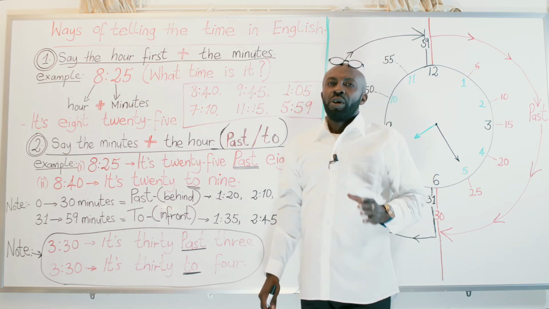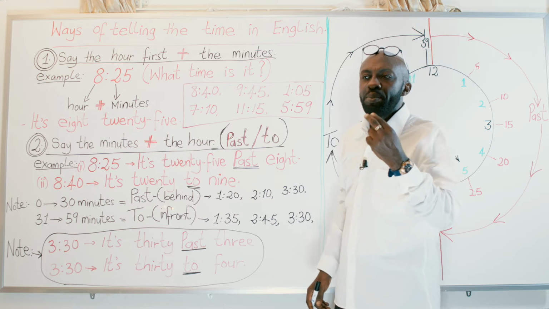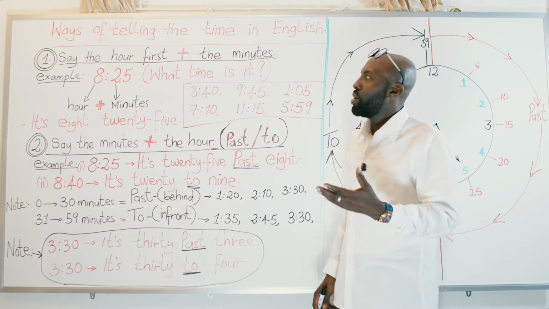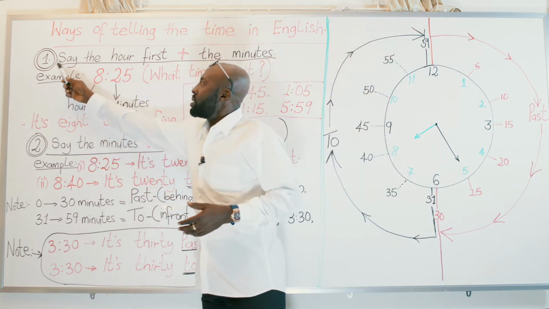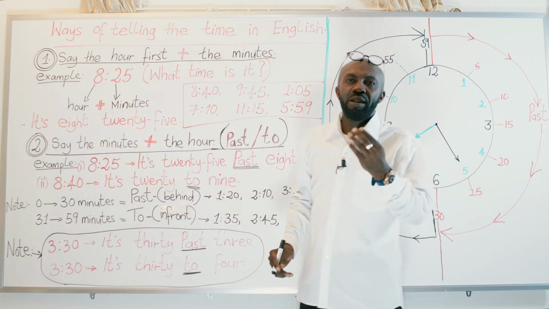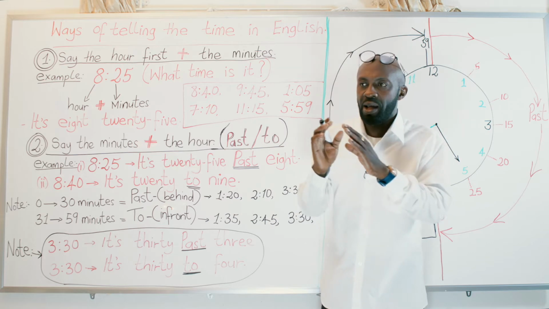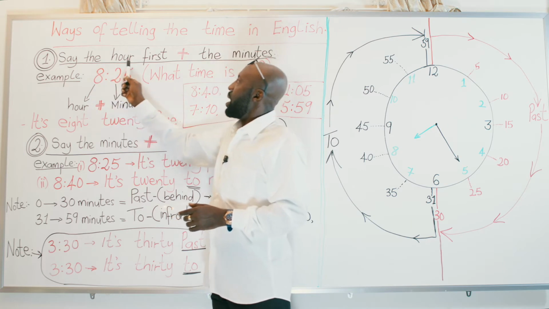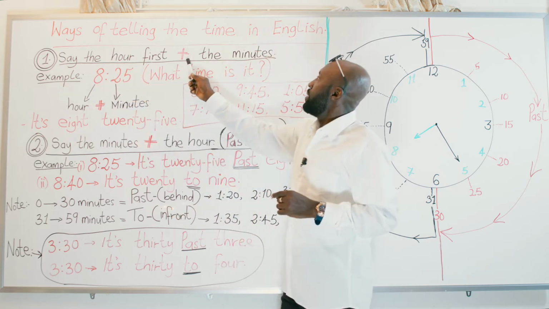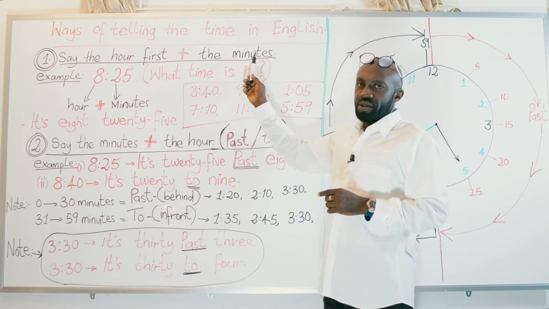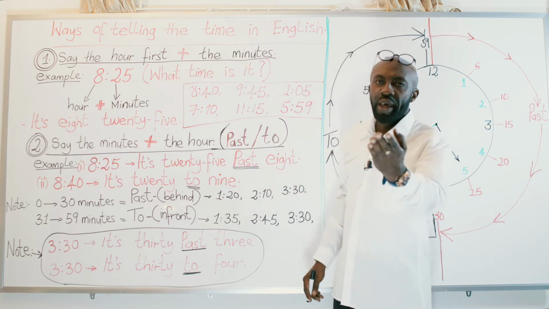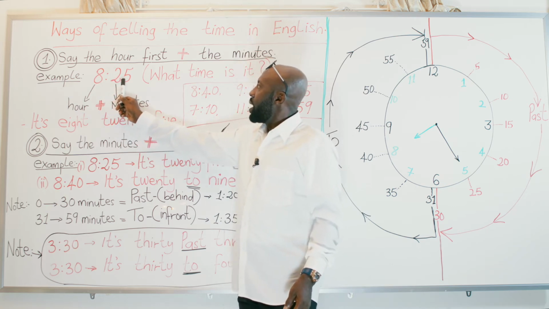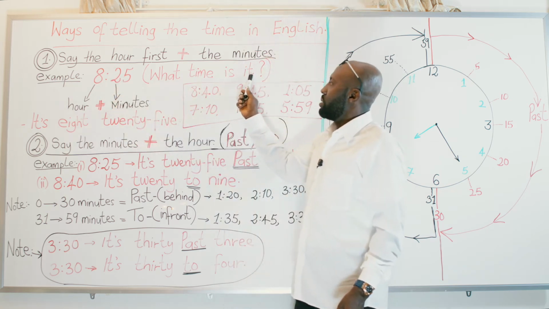Okay, so there are two principal ways of telling the time in English. The first one: you say the hour and then you say the minutes. So you say the hour first, then the minutes. Okay, so for example, this is 8:25. So what time is it?